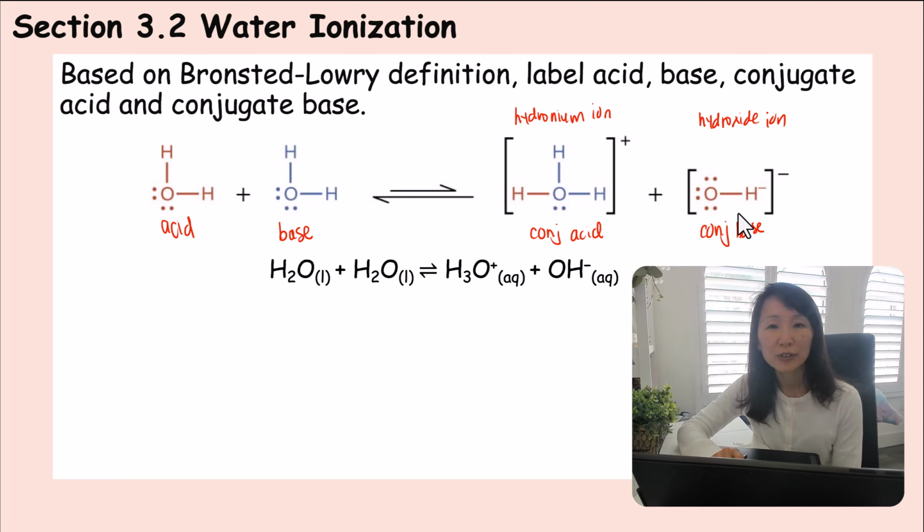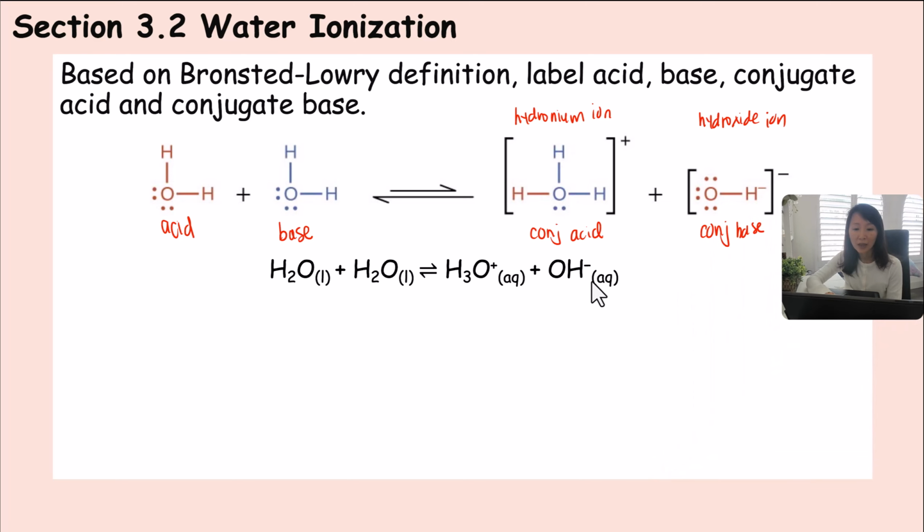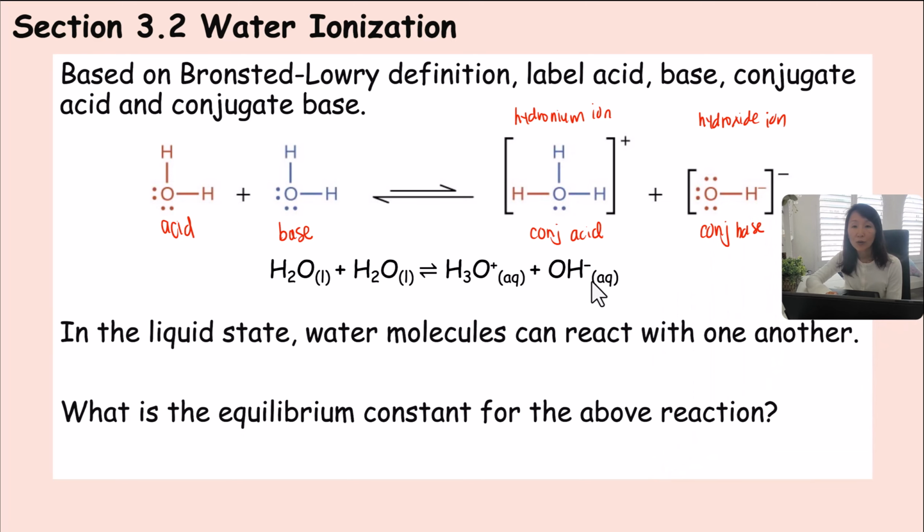But I do want to show you the chemical formula, not this expanded form. In the chemical formula, you notice that there is aqueous for the hydronium ion and the hydroxide ion, and liquid for the water. We can then produce an equilibrium constant for this particular reaction. We know that in the equilibrium constant, we always need a product on top and a reactant on the bottom, the denominator, as long as they're either gas or aqueous.